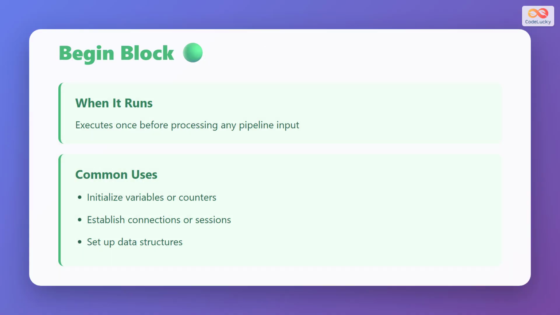The begin block executes once before processing any pipeline input. This is your opportunity to set things up. Common uses for the begin block include initializing variables or counters that you'll use throughout the function, establishing connections or sessions to remote systems or databases, and setting up data structures like arrays or hash tables. Think of the begin block as your preparation phase, where you get everything ready before the main work begins.